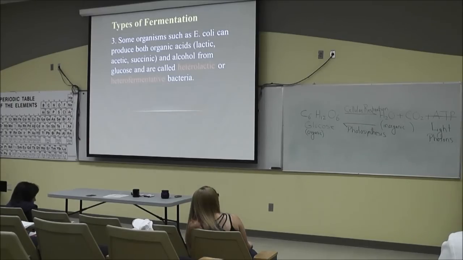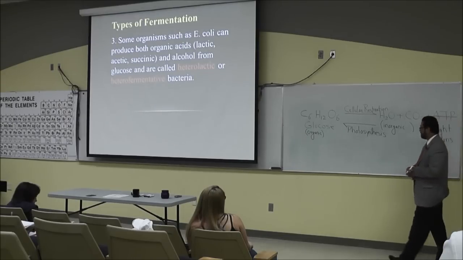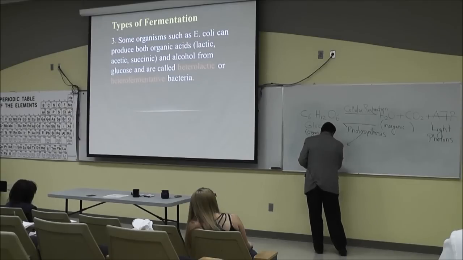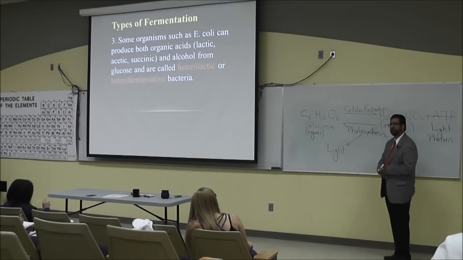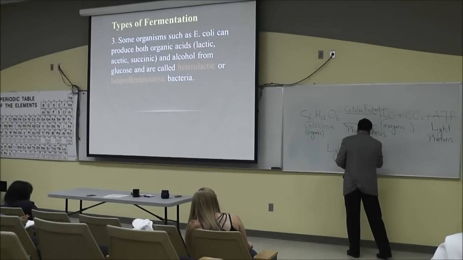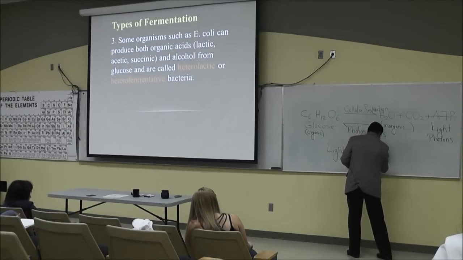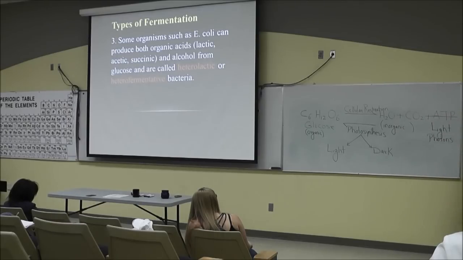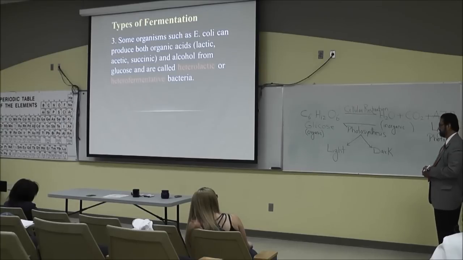What type of organisms are photosynthetic? Autotrophs. Plants, algae, cyanobacteria. Photosynthesis is completed in two major steps: light reactions and dark reactions.